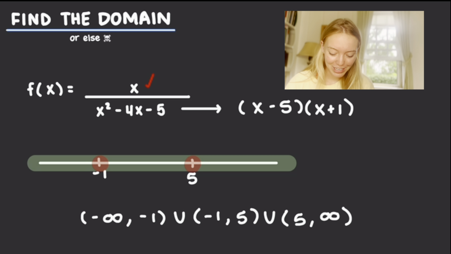Okay, so your answer is going to be -infinity to -1, -1 to 5, and then 5 to infinity, and it's not going to include -1 and 5, so we're writing it with all parentheses and no closed brackets.